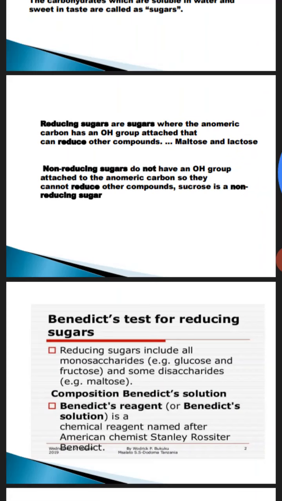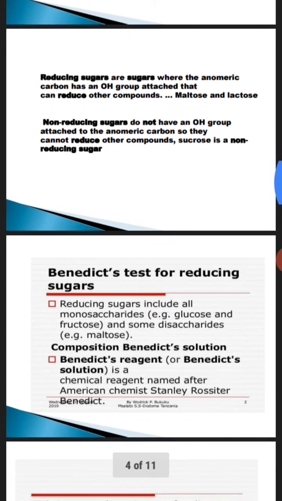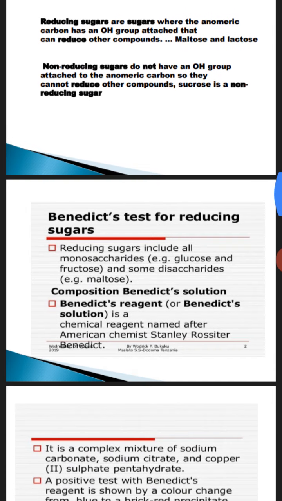Now, for sugars we are doing the Benedict test. The Benedict test for reducing sugars: reducing sugars include all monosaccharides, for example glucose and fructose, and some disaccharides such as maltose. Now, what is the composition of Benedict solution? This is the reagent we are using.